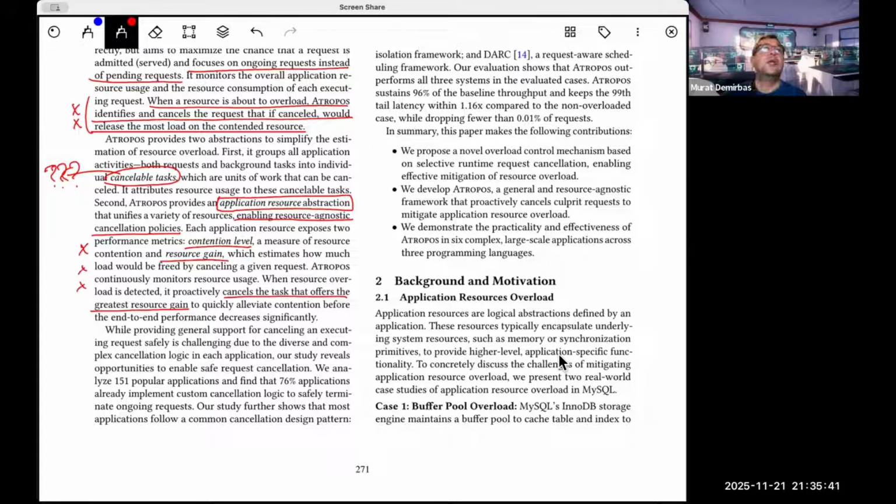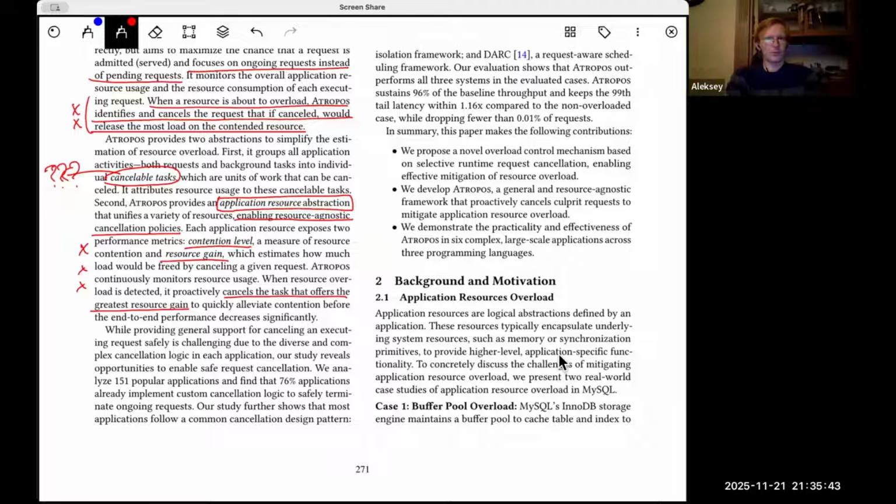Interesting. Okay. While providing general support for canceling and executing requests safely is challenging due to diverse and complex cancellation logic in each application, our study reveals opportunities to enable safe request cancellation. We analyze 151 popular applications and find that 76% of applications already implement custom cancellation logic to safely terminate ongoing requests. Our study further shows that most applications follow a common cancellation design pattern.